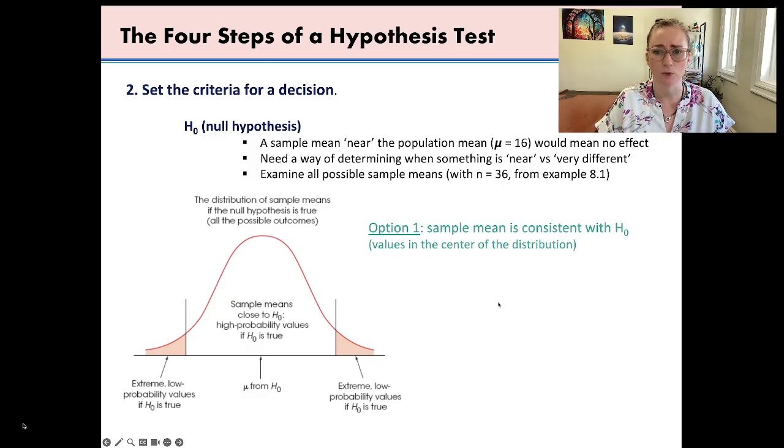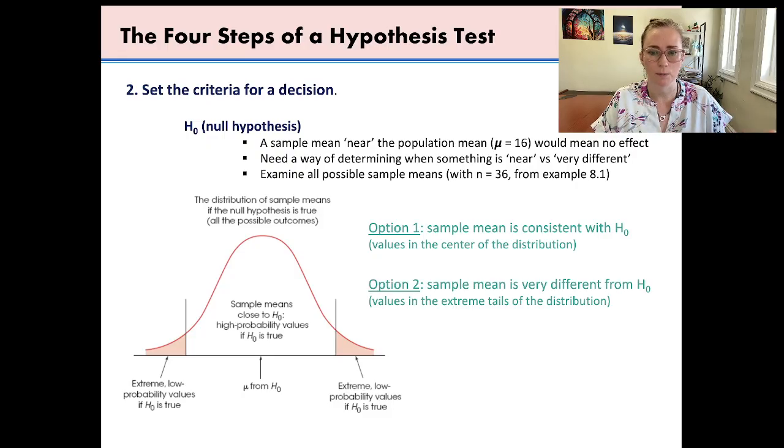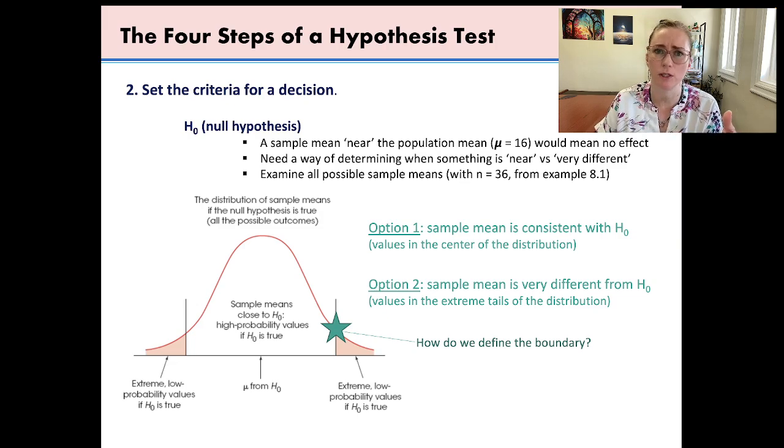And so option 1, the sample mean is consistent with H null, right? The values go around the center of the distribution, so there is no difference. Or option 2, the sample mean is very different than the null hypothesis, right? Keep in mind this is according to the null hypothesis. If I'm very different than the null hypothesis, then that supports the alternative hypothesis. And the question is, where do we set that boundary along the sampling distribution?